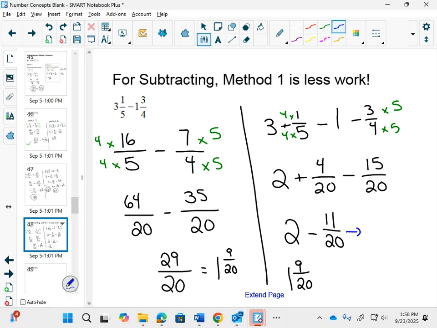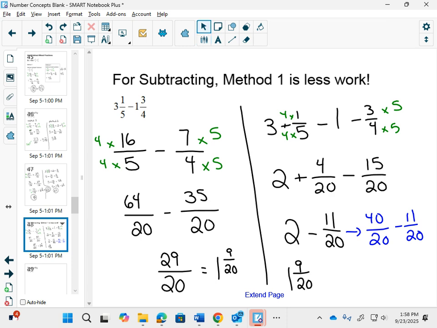Sometimes students think of this: if 2, they change it to a common denominator. 2 is the same as 40 over 20, and then subtract it. But in this case, I'm going to say for subtracting, generally method 1 is better.